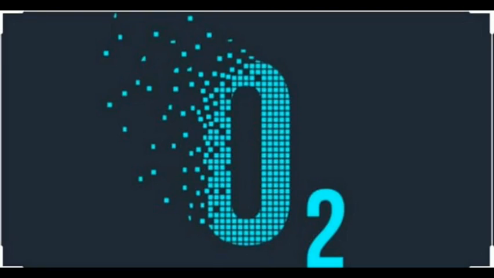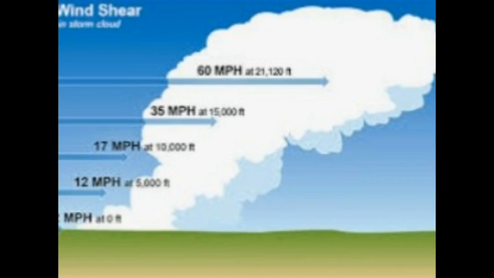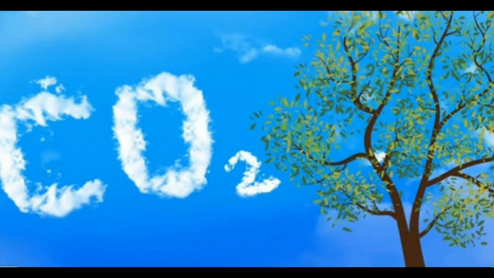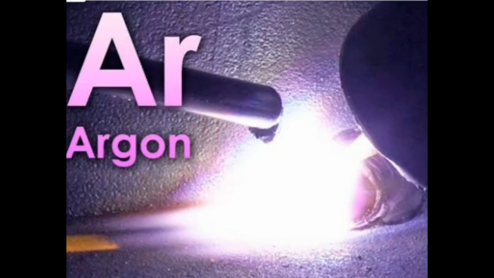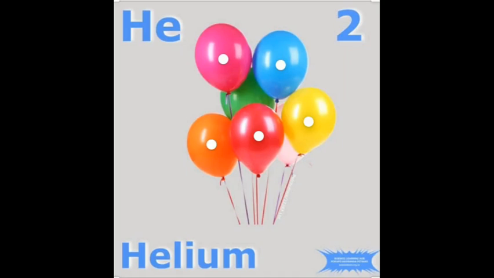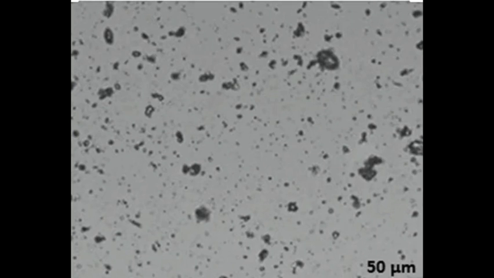The second major component of air is oxygen. About 1/5 of air is oxygen. In addition to nitrogen and oxygen gases, air also contains small amounts of carbon dioxide, water vapor and some other gases like argon, helium, etc. The air may also contain some dust particles.